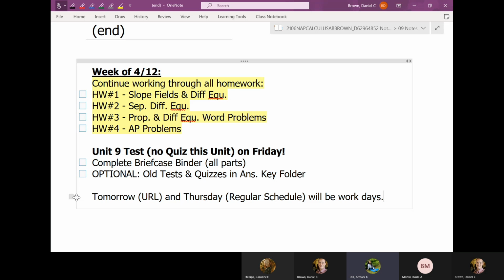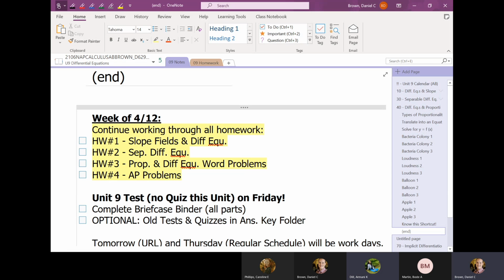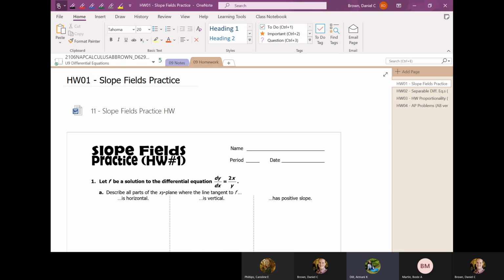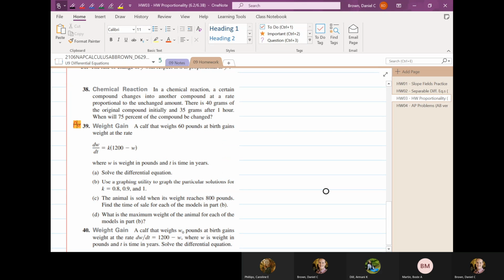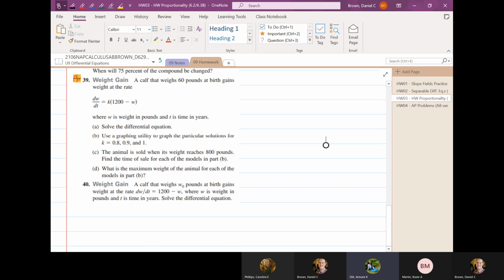Mr. Brown, can I ask a question from homework 3? Thanks. It's the last one, number 40. Yeah, I integrated it already, but I didn't know what initial condition to use so that I could solve it.